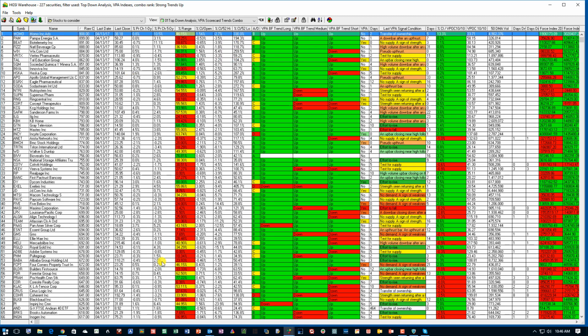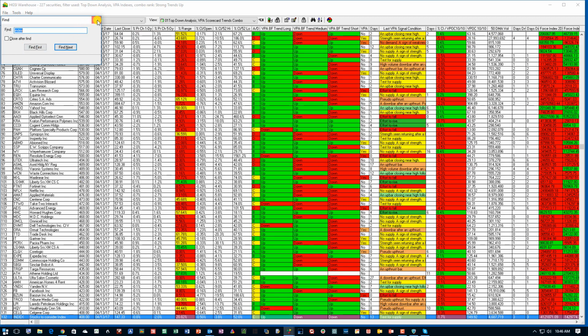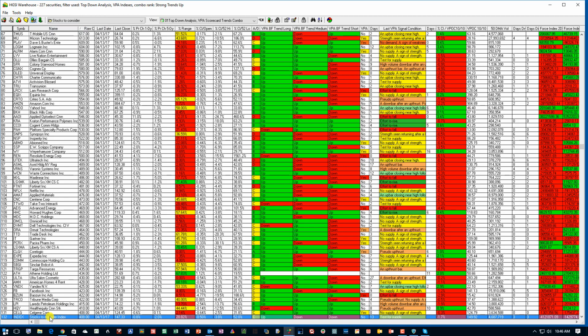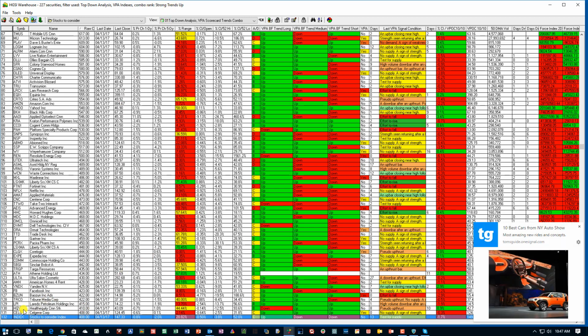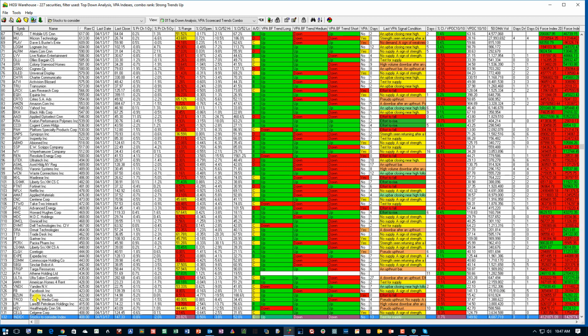There's no need, if you're looking at the long side, to look at stocks that are below the index. And if I click on my spacebar, index is already in here. If I click on Find First, it goes down to number 132 out of 227 here. So it's anything above this index based upon this combo ranking is stronger than the index. So there's 132 candidates. I'm sorry, that's 131. The index is number 132.